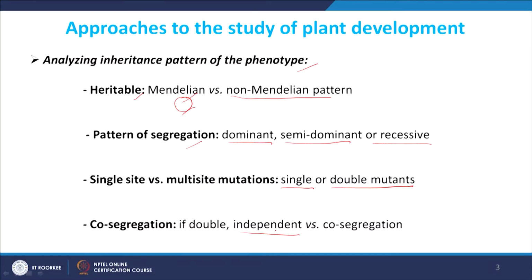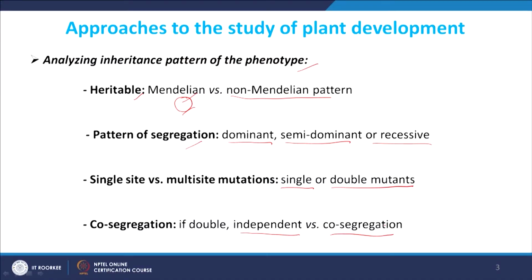If this is the case, how do they segregate? Do they segregate independently? There is a possibility that there are 2 mutations but both loci segregate independently, or they segregate together, which is co-segregation. So, first we would like to rule out all these possibilities for our mutant of interest.